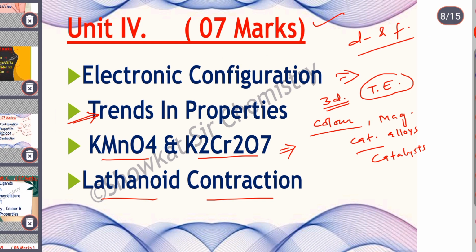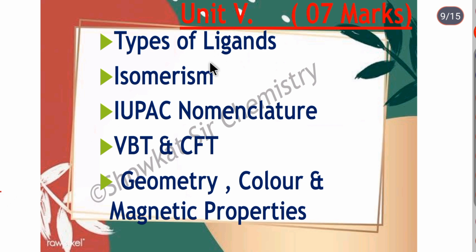Then next we are having unit 5, that is coordination compounds. They are very important. It carries 7 marks. Here you should study the various types of ligands: monodentate, bidentate, polydentate, hexadentate, ambidentate ligands, different types of ligands. They are important. Isomerism is very important, geometrical or stereoisomerism of these coordination compounds, and their nomenclature. You should be able to write the IUPAC name of these coordination compounds.